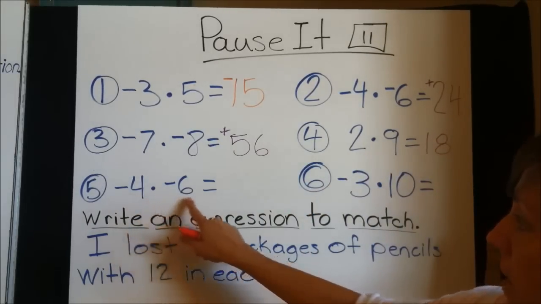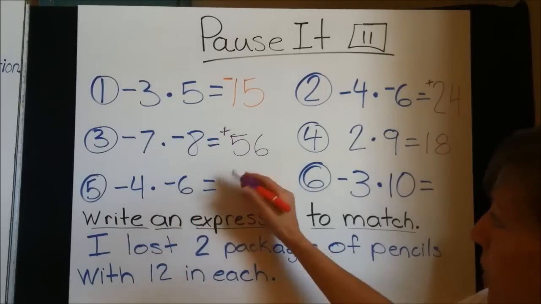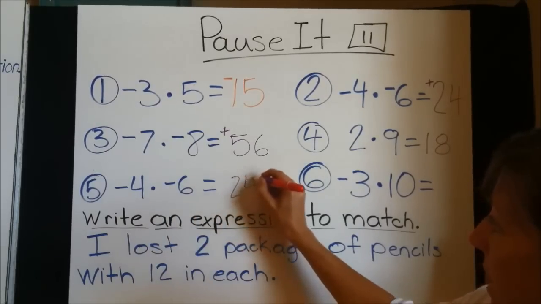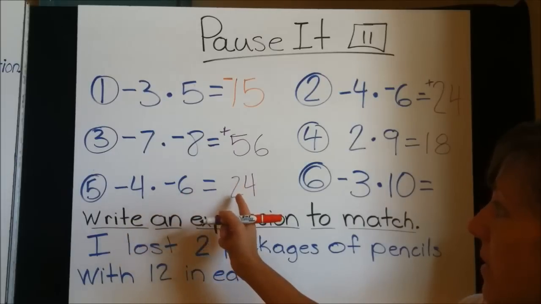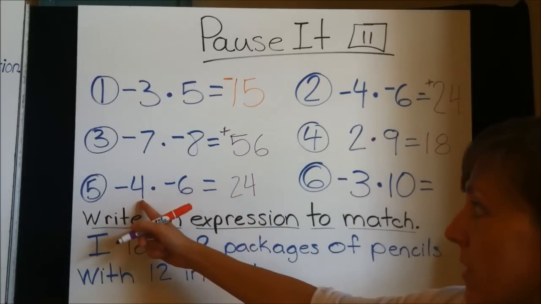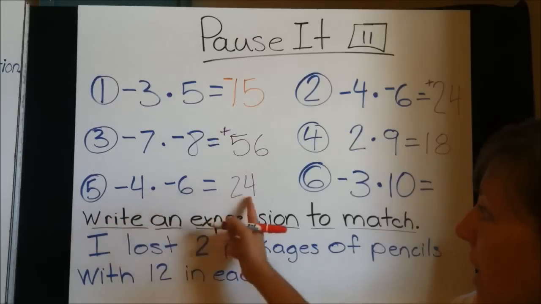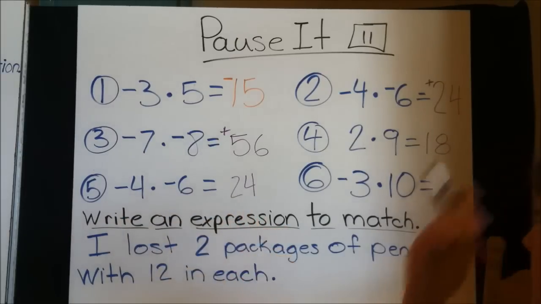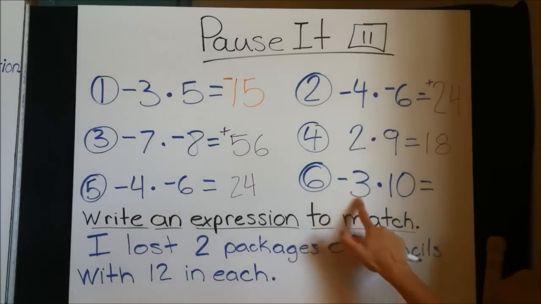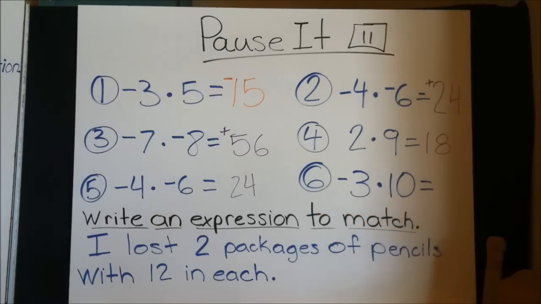Number 4, 2 times 9 is 18. Negative 4 times negative 6, 4 times 6 is 24, and a negative times a negative is a positive. I have 4 friends. I owe them $6 each, but all 4 said, don't worry about paying me back. I get to keep the $24. It's not a debt.